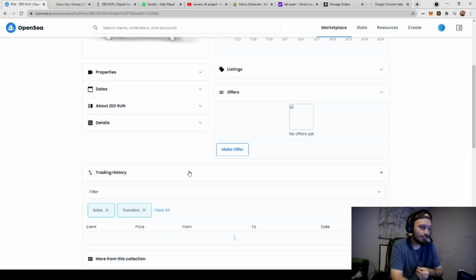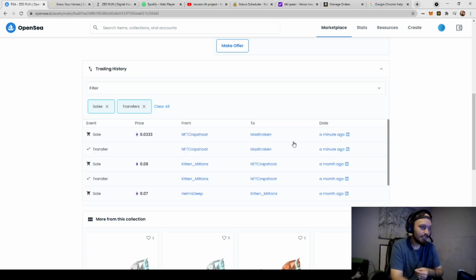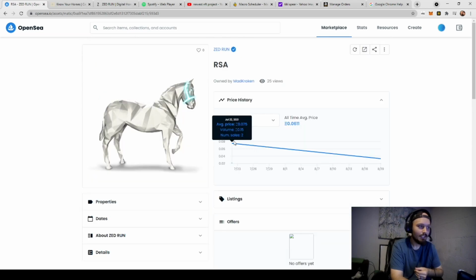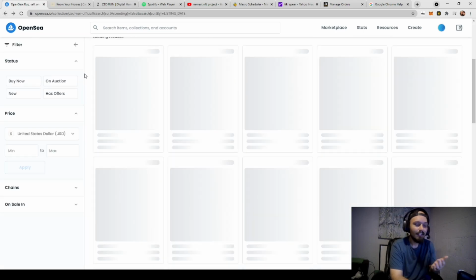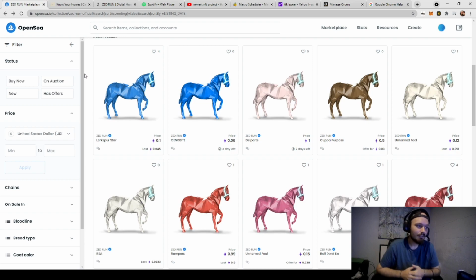Oh, and it already sold. You better believe I would have bought that instantly. It sold a minute ago. But just like that, you can see there was a horse posted for 0.033.